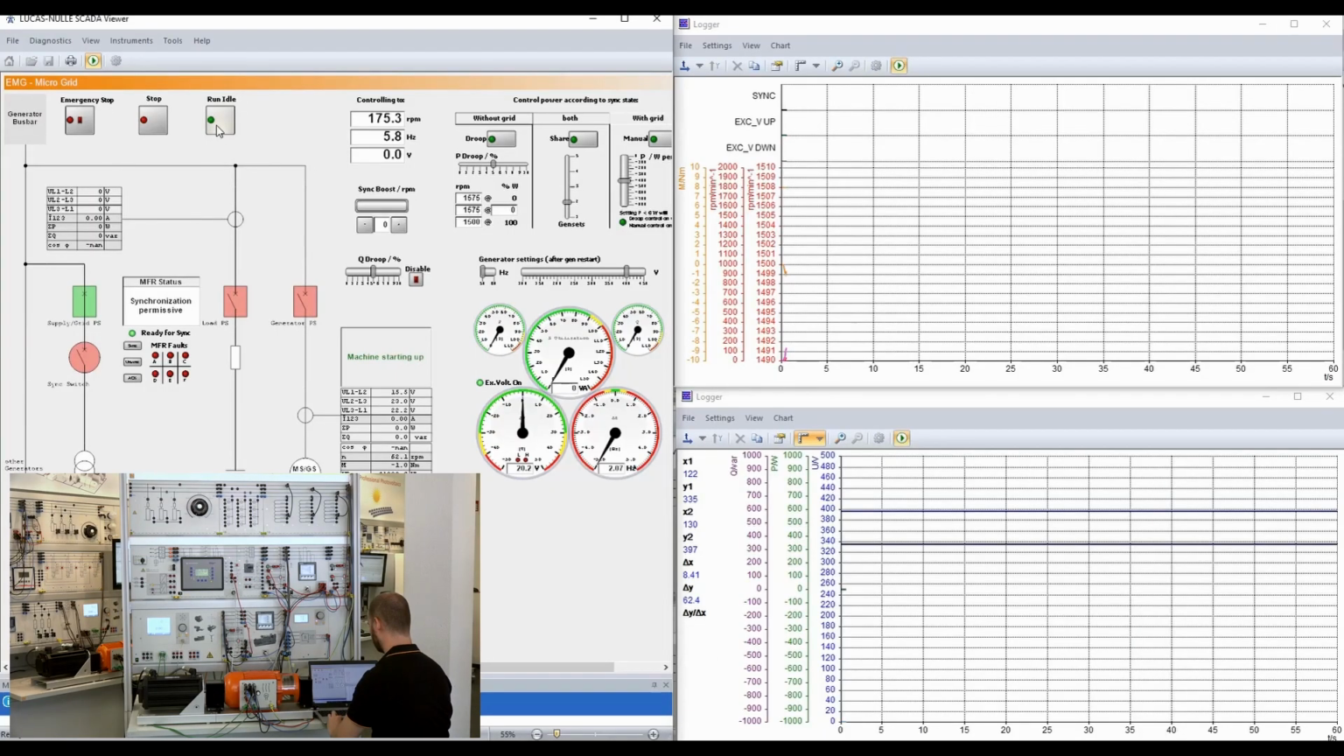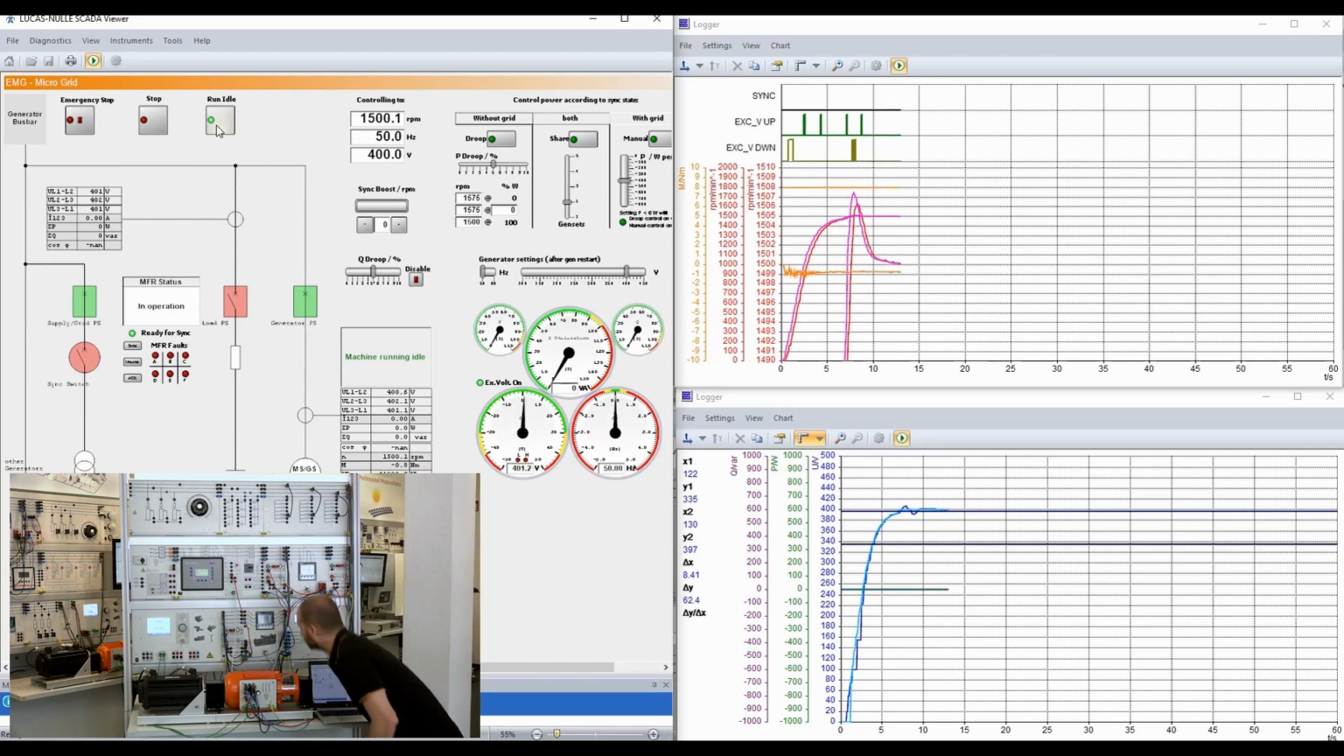The same experiment can be repeated for the inductive load. Restart the machine in run idle mode. As soon as the machine attains stable operation, pull out again the up and down plugs between the human-machine interface and excitation voltage controller.